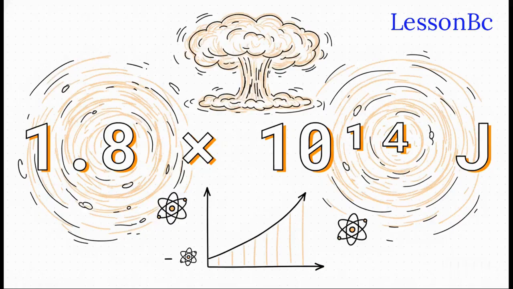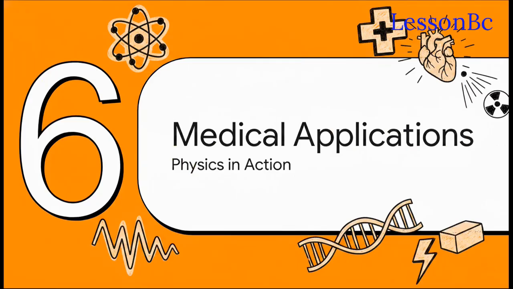And the resulting answer is absolutely staggering. 1.8 times 10 to the 14th joules. That is a monumental amount of energy derived from literally just 2 grams of missing mass. It perfectly proves our main lesson today. A really small mass produces a huge amount of energy. Let's look at how we use this in Part 6, Medical Applications in Action.